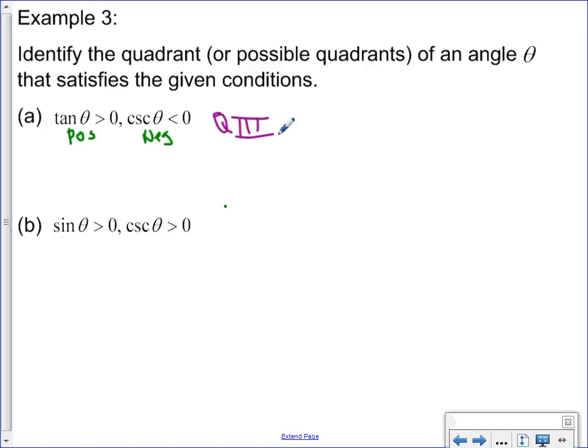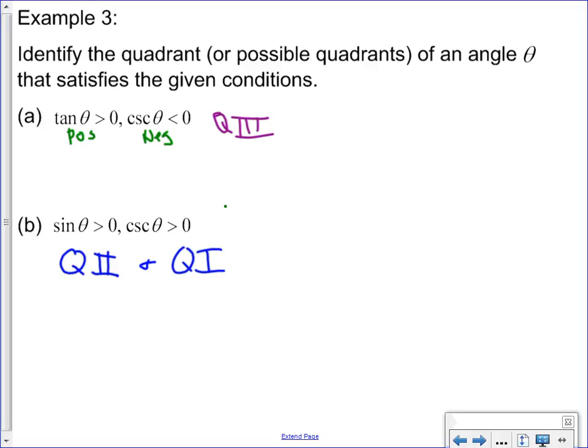Part B, your 2 clues: tangent is positive, and cosecant is positive. What quadrant are you in? Second. It's 2. But you could also be in quadrant 1. You could. Remember, in quadrant 1, all things are positive. So you could be in more than one quadrant. You need more than just that. We good? Yes. All right.